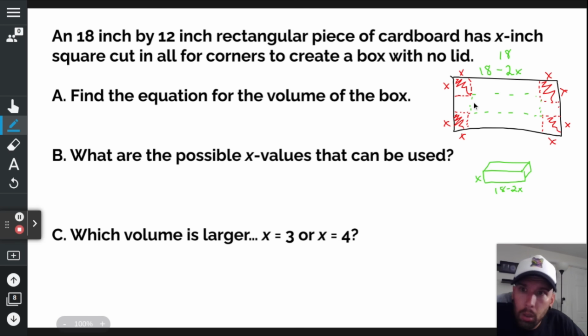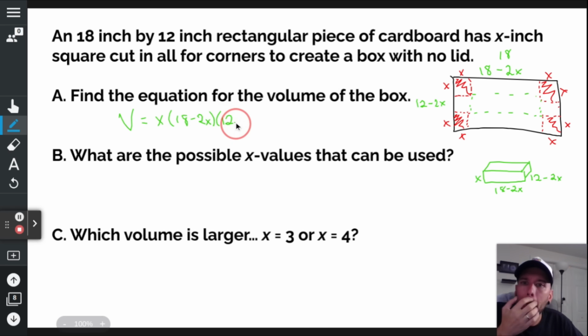If the width was 12, and I cut out an X and cut out an X, what's left over is 12 minus 2X. Volume is found by multiplying length times width times height. So an equation for volume is X times (18 minus 2X) times (12 minus 2X).